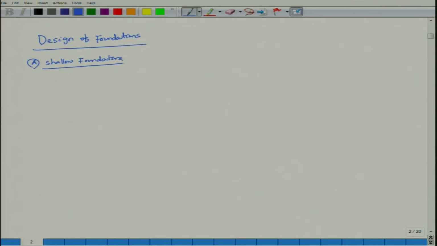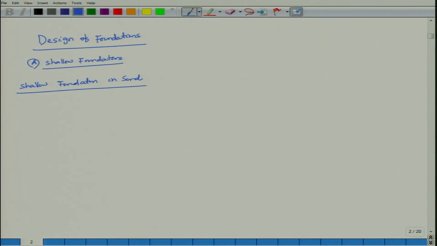I have covered the basic parts. So, now I will go slightly faster, so that I can cover the syllabus. And in the shallow foundation, let us start with the first one, shallow foundation in sand.